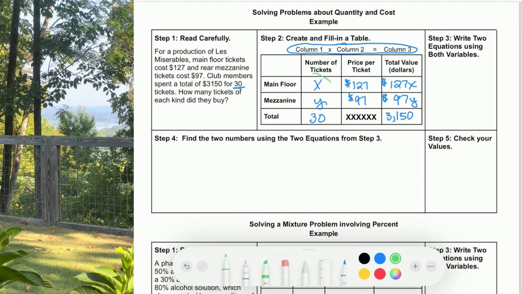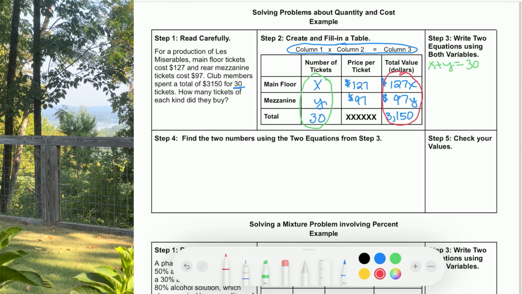Okay. All right, so this is where we get step 3, writing our two equations using both variables. Our first equation is this column right here. It's going to be X plus Y equals 30. Our second equation comes from this column right here. It's going to be 127X plus 97Y equals 3,150.